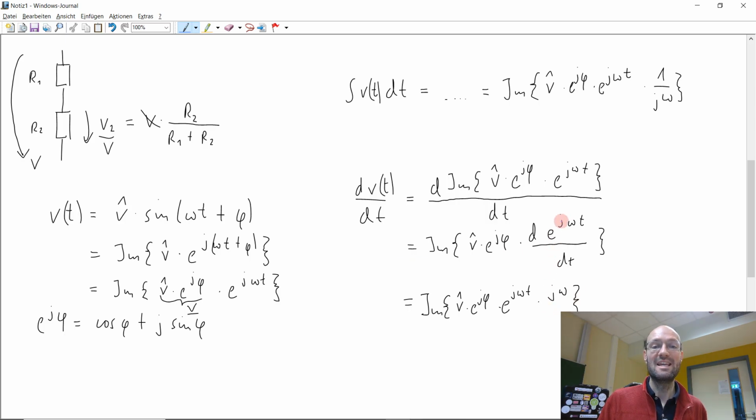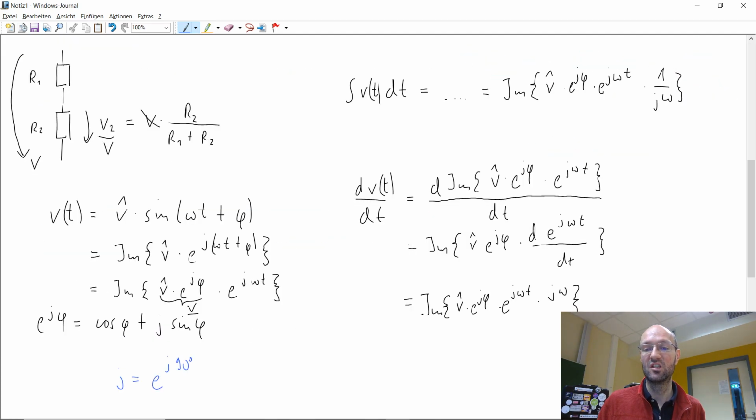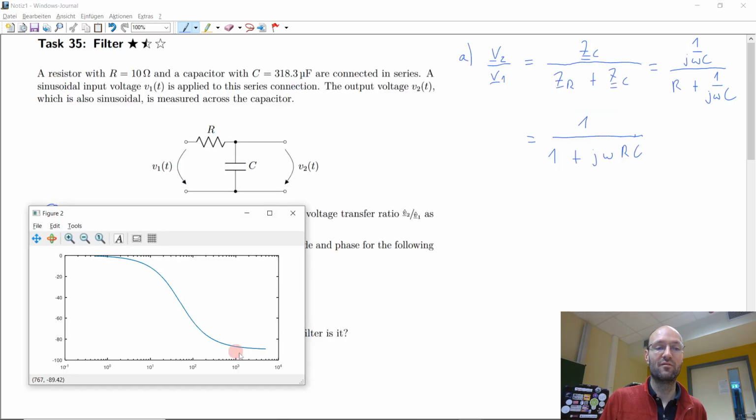Or j is also the same as e to j 90 degrees. So a multiplication with j is also like a 90 degree phase shift. And this is this 90 degree phase shift that we get here for high frequencies in this plot.